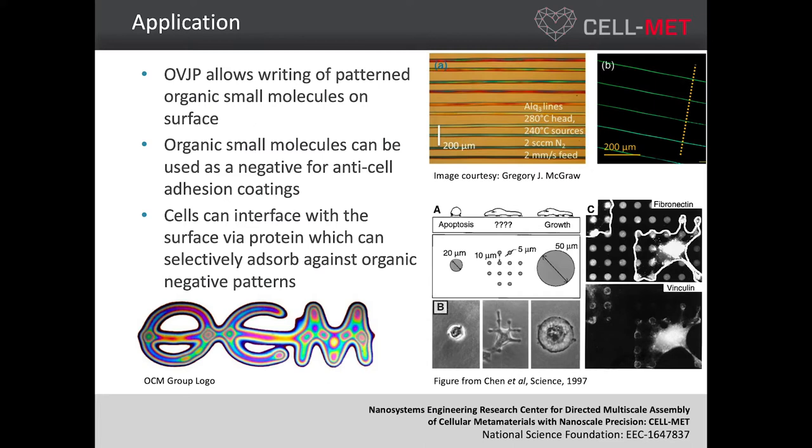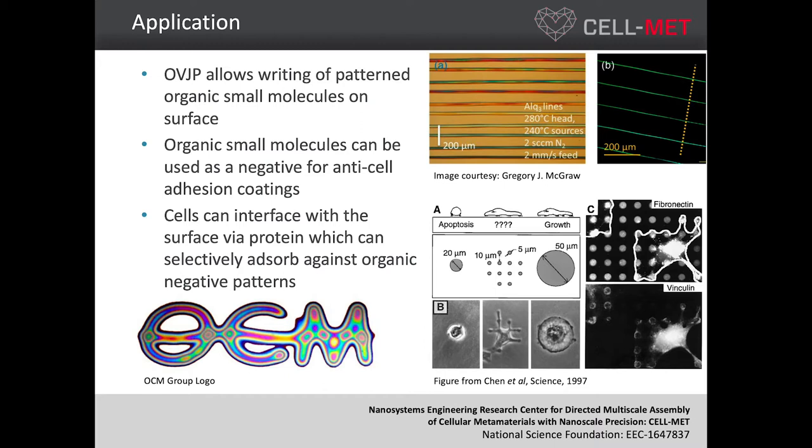And essentially, our small molecules would just be windows in this layer where you can then attach other cellular glue material, whatever you need, to generate patterns. And this is all in reference to some of the early pioneering studies, as shown in the bottom right figure, where you have such cellular glue attachment points. These are the dots. And you can clearly see cells just being guided by these dots.